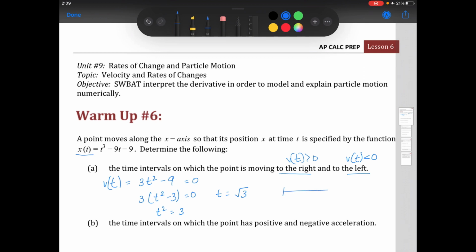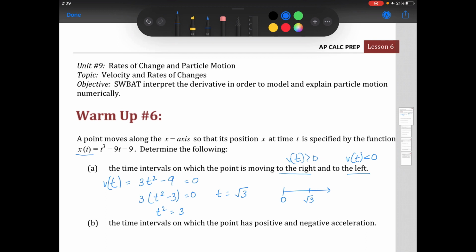So here I'm going to draw my number line. I'm going to cap it at 0, right? And my other important number is root 3 on that number line. So now I'm going to pick a number from each interval and determine if it's positive, then it means it's moving to the right, and if it's negative, it's moving to the left.